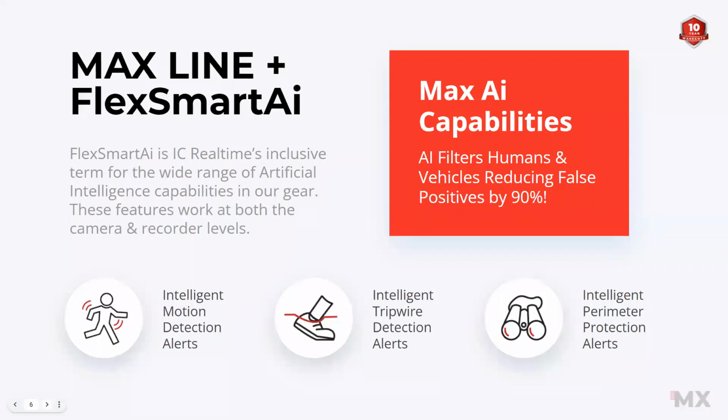So what are some of our FlexSmart AI features that are going to come in our Max lines? You're going to have your intelligent motion detection, your intelligent tripwire, and your intelligent perimeter protection. Now, you're going to find this both in the Max and the Flex line. You'll have the same great feature sets. You'll only have that with, again, your fixed lens cameras, wedge dome cameras, and your shelf mountable recorders.